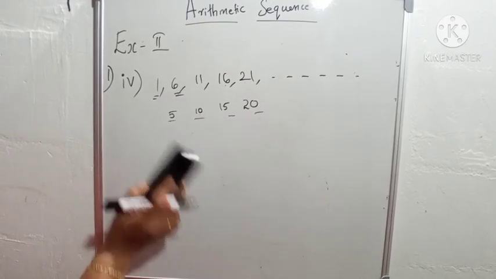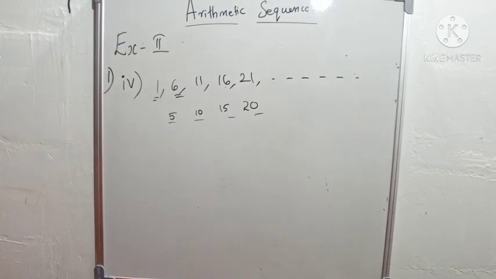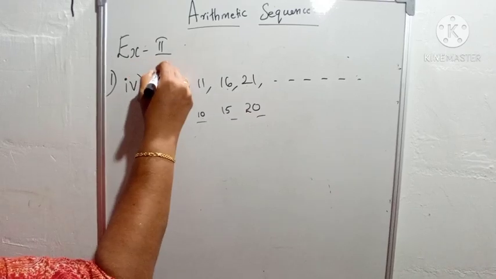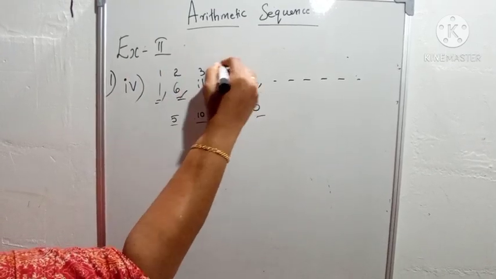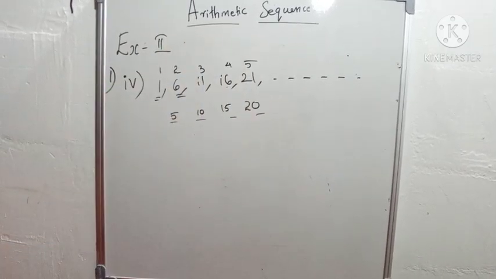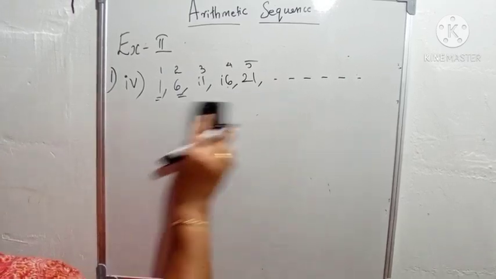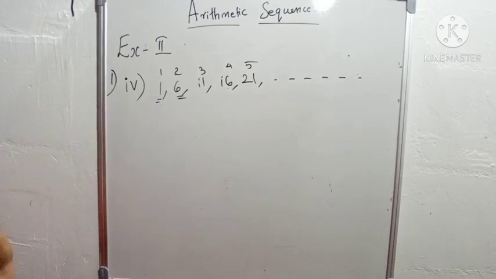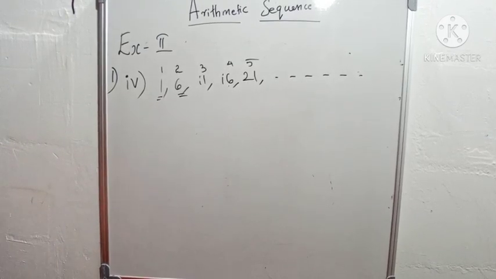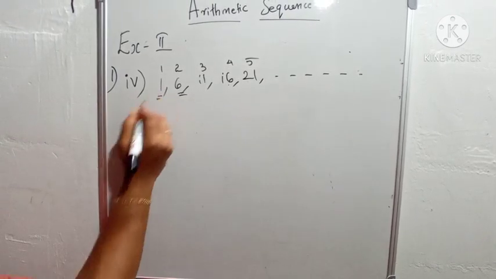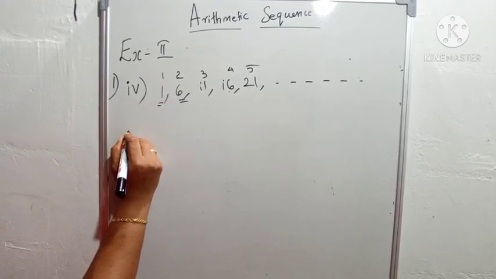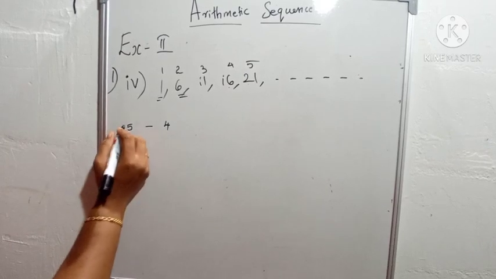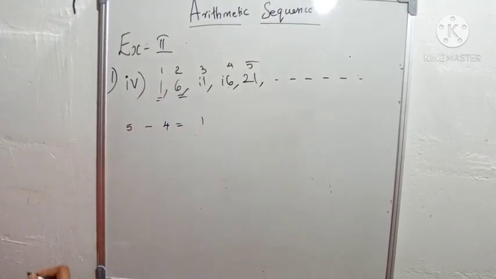Then how do we connect each term of this sequence with the multiples of 5? And first we are going to write the positions. Okay, these are the positions of the term. Okay, now I am going to connect the position and the term with the multiples of 5. Okay, see, this 1 is actually 5 minus 4.